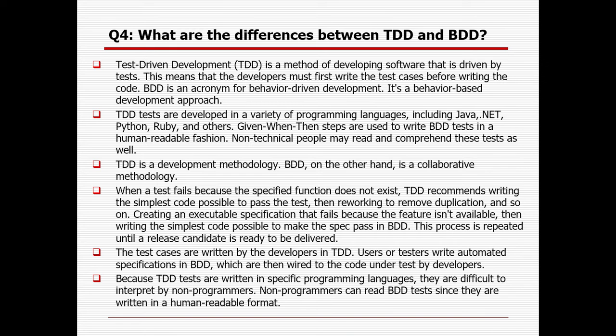The test cases are written by the developer in TDD. A user or tester writes automated specifications in BDD, which are then wired to the code under test by developers. Because TDD tests are written in a specific programming language, they are difficult to interpret by non-programmers. So that is one drawback of TDD. Whereas non-programmers can read BDD tests since they are written in a human readable format, Gherkin, plain simple English based language.